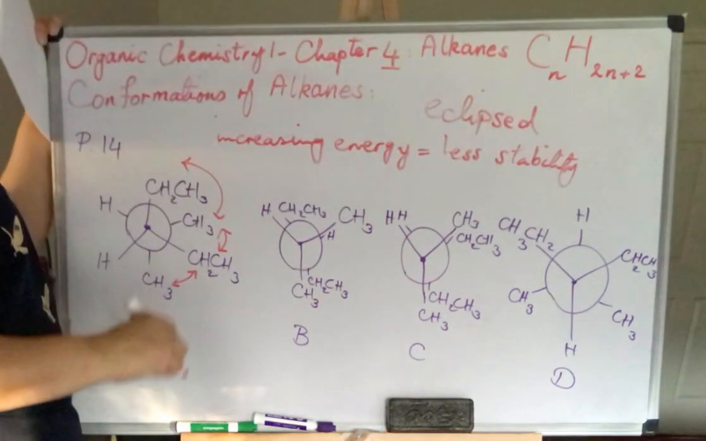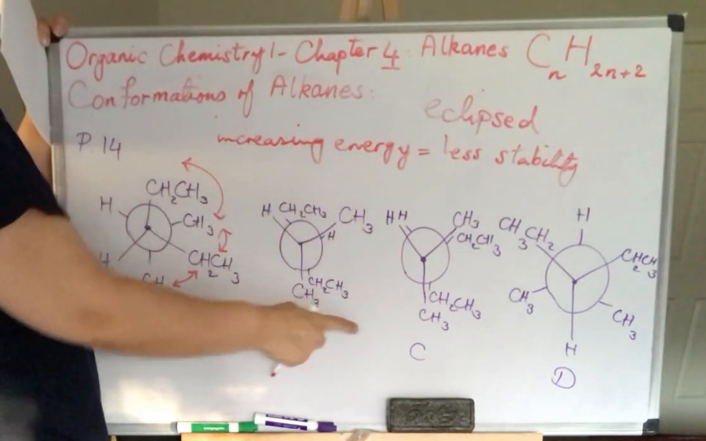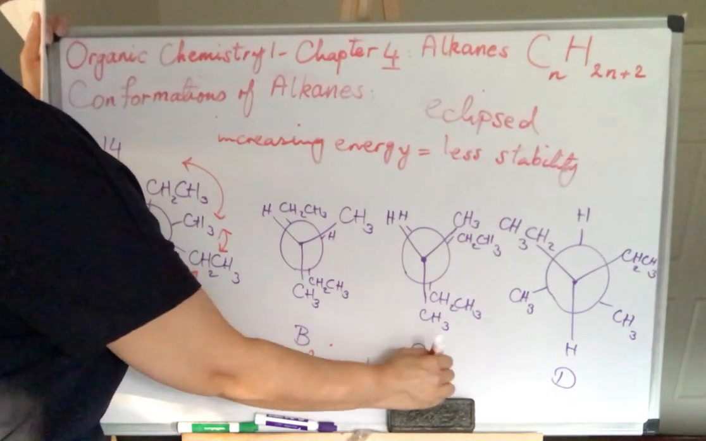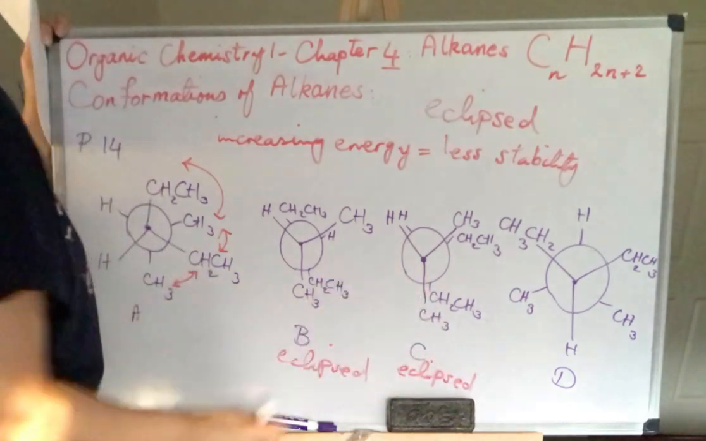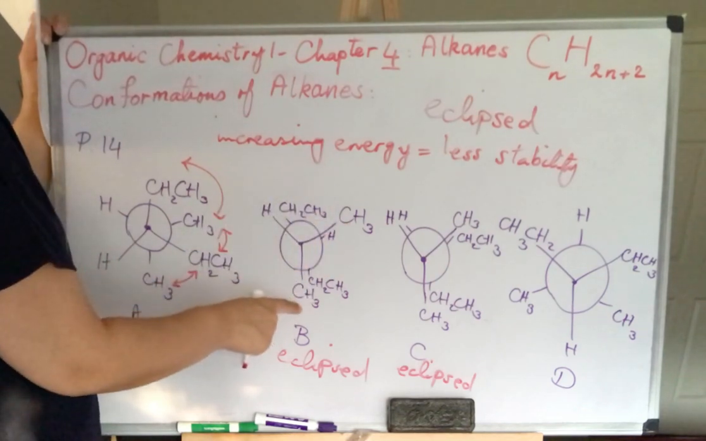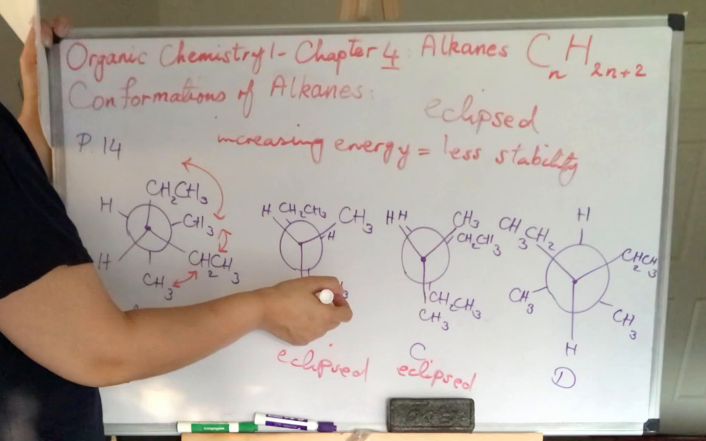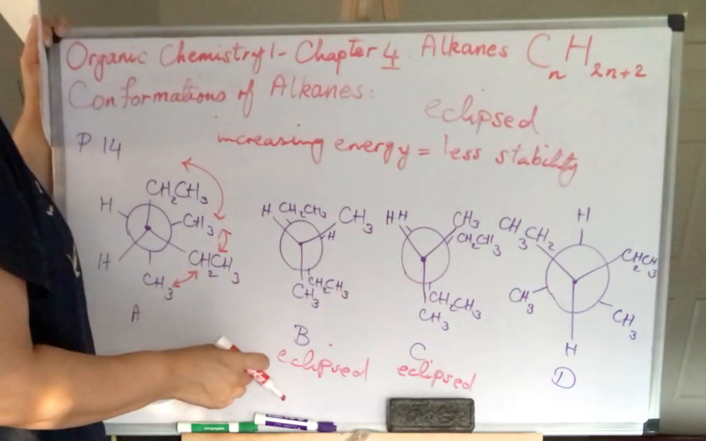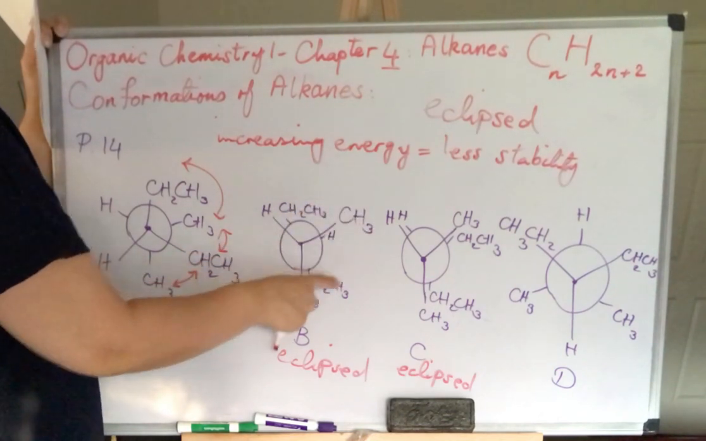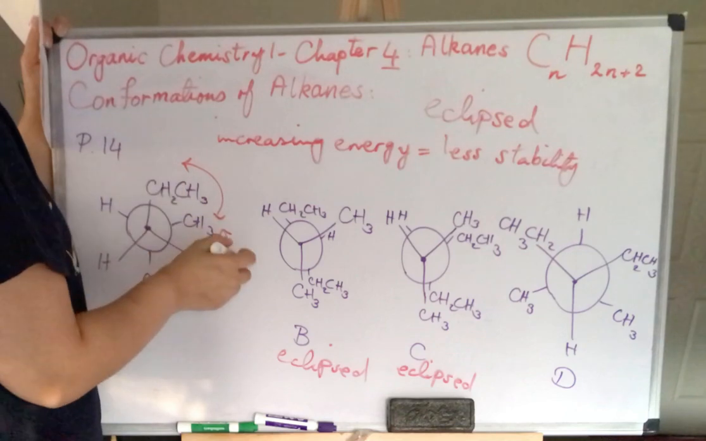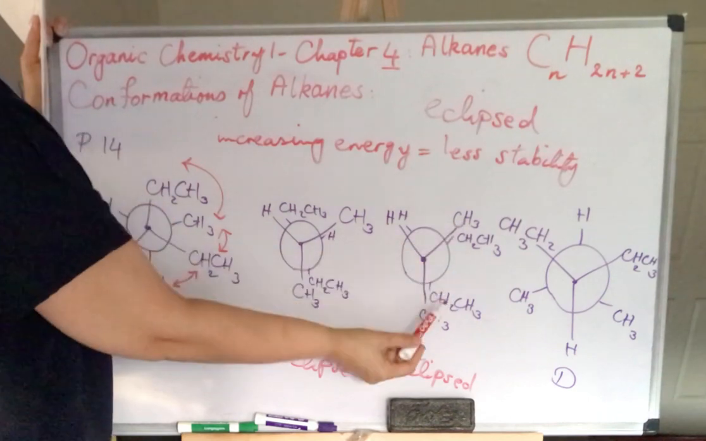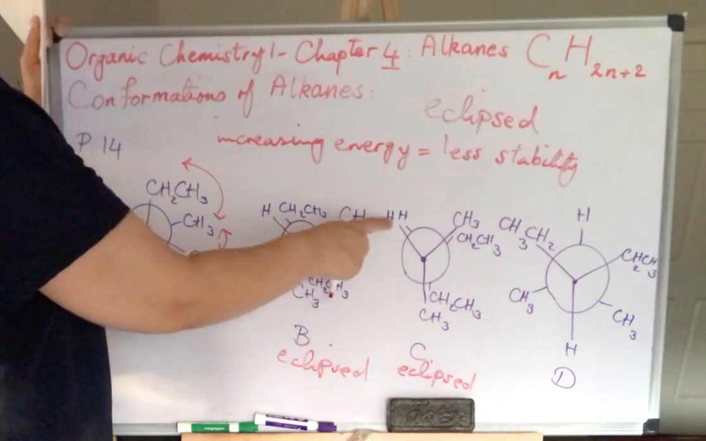So let's find out which one has the highest torsional strain. You look for the eclipsed one, right? Eclipsed and eclipsed. There are 0 degrees between the groups. So ethyl and hydrogen, methyl and hydrogen, methyl and ethyl. It's maybe not the correct term that I say ethyl and methyl, but this is between CH2, CH3, and CH3. And here you have the same between methyl and ethyl, and two hydrogens.